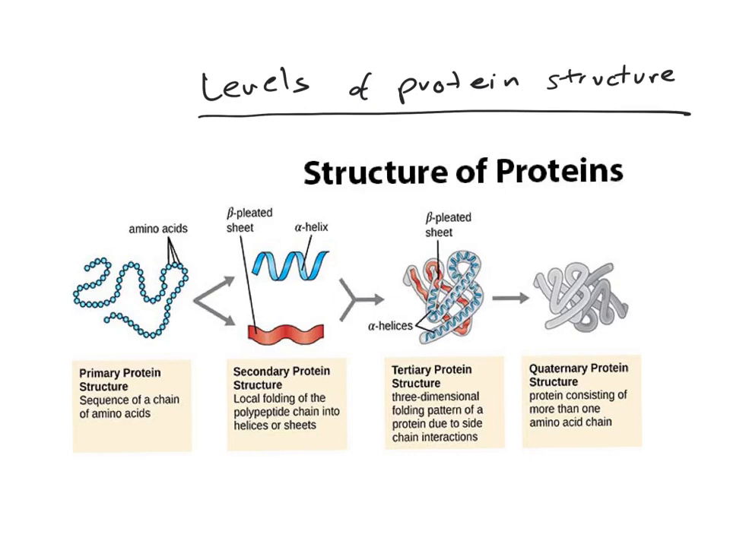Your tertiary is how this chain interacts with the beta pleated sheets and the alpha helices, how they interact with each other, and quaternary structure, which is more than one protein consisting of more than one amino acid chain.